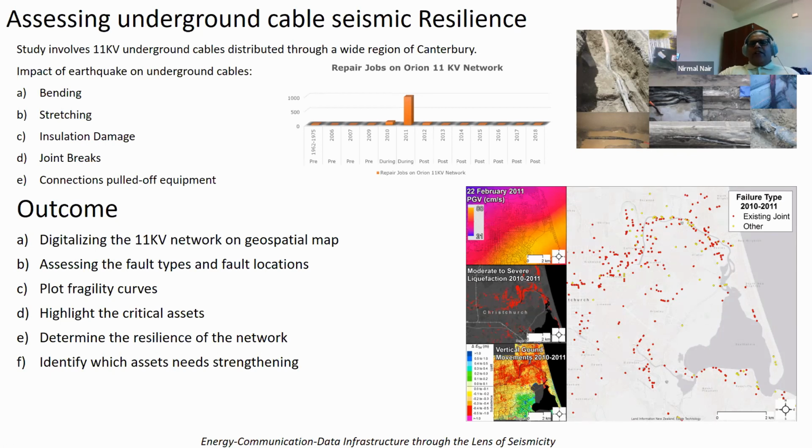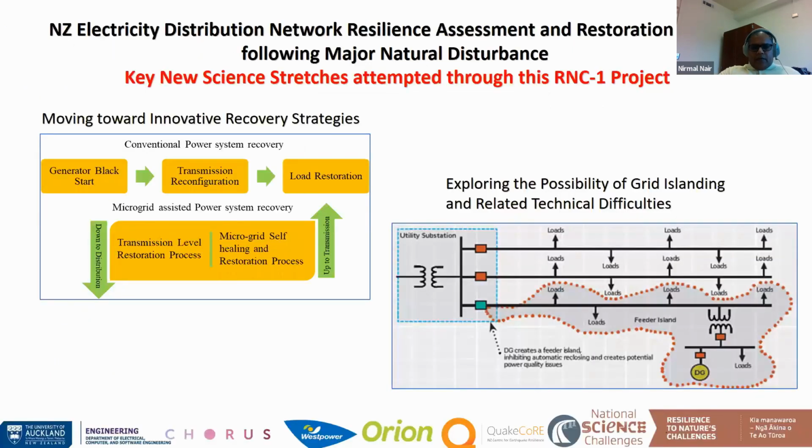There's a lot of work to do, and there's a lot of interest from other utilities to carry this work in their network. So what have we achieved in the science stretches? Well, in the science stretches, we have achieved two things from a PhD viewpoint. Historically, the conventional power system network follows this method: generation, black start, transmission, reconfiguration, and load resource. For the very first time in the West Coast, we tried to do some microgrid kind of recovery process. Also, we tried to look at the challenges of what is called grid islanding. How can the other generators stay connected?